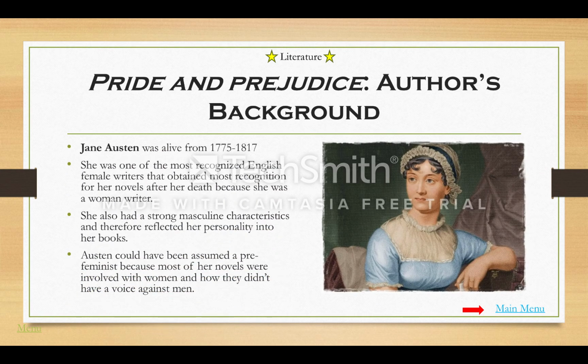So here we have a picture of Jane Austen. She was alive from 1775 through 1817. She was one of the most recognized English female writers that obtained most recognition for her novels after her death because she was a woman writer. Back in the day, women writers were not as successful as men writers because of their gender, and this became a difficult situation for female writers. And she was one of the female writers during that time that actually became famous.